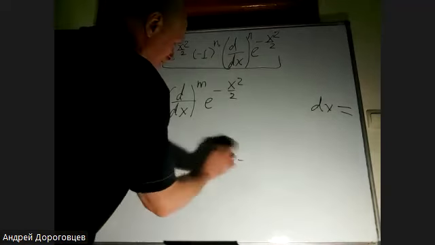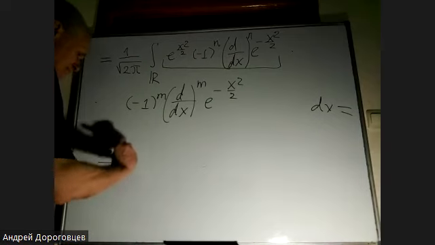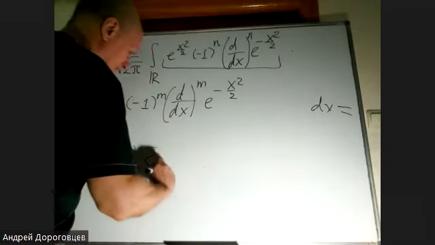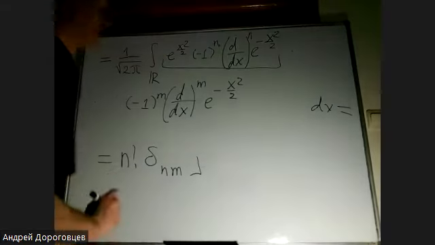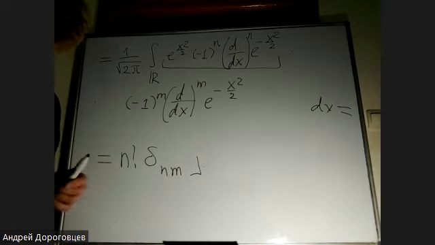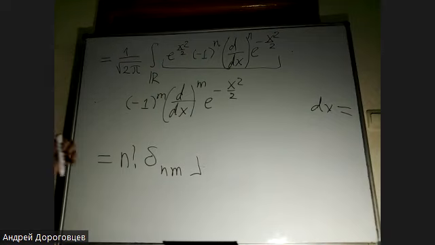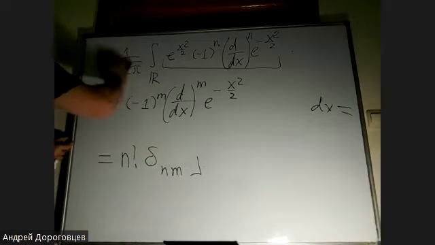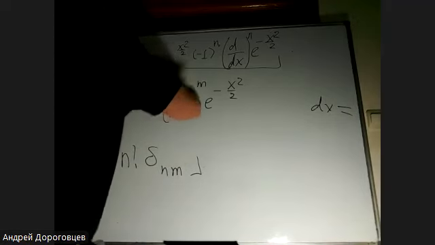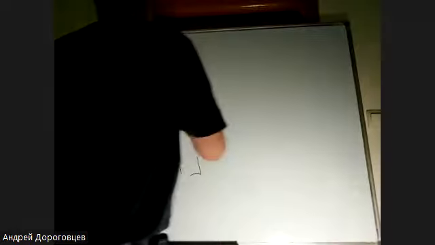It is equal to n factorial multiplied by delta_nm. The lemma easily follows from the application of the integration by parts formula m times. It is an interesting result because it tells us that our Hermite polynomials are orthogonal with respect to the standard Gaussian distribution.